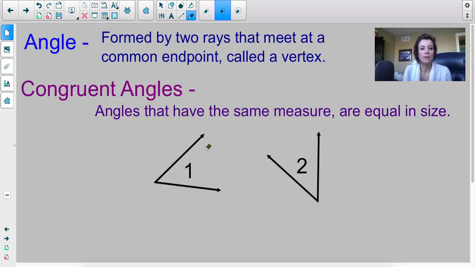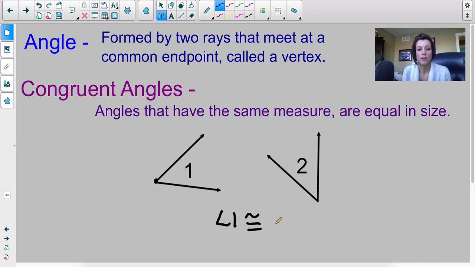So an angle is two rays having a common endpoint. That common endpoint is right here, called the vertex, and the rays go outwards. This is angle 1 and angle 2. If they have the same measure, they are considered congruent. So angle 1 is congruent to angle 2. These are your abbreviations for angles.